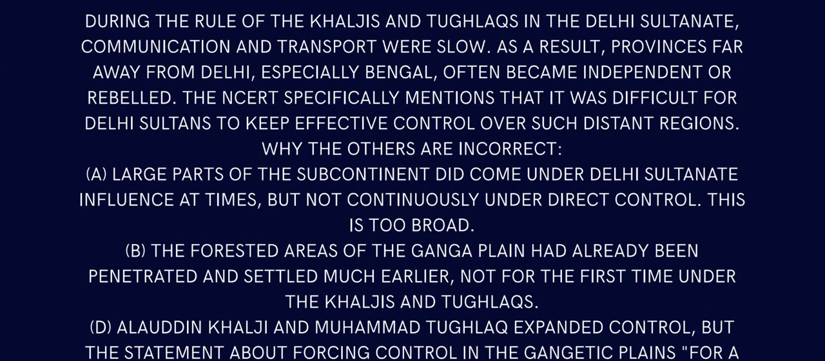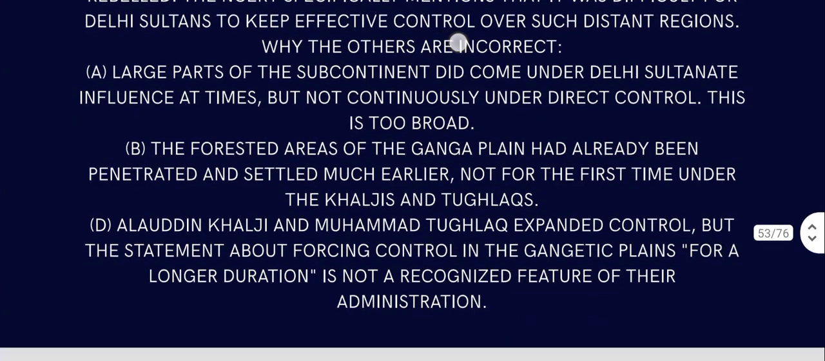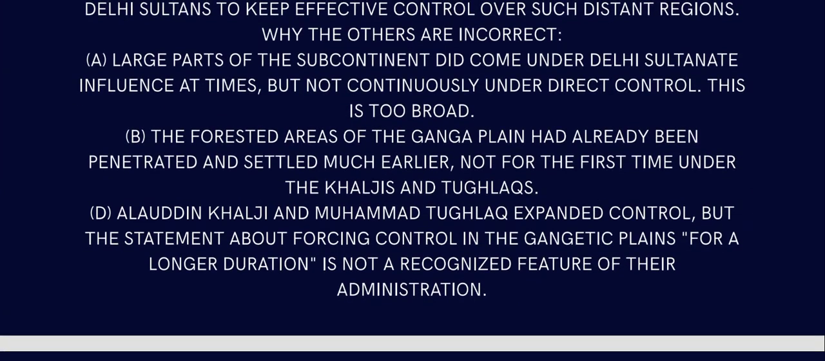Why are the others incorrect? For the first option, a large part of the subcontinent did come under Delhi Sultanate influence at times, but not continuously under direct control. This is too broad. The forested areas of the Ganga plain had already been penetrated, of course, and settled much earlier, not for the first time under Khaljis and Tughlaqs. Those came before them; they also penetrated and already settled.